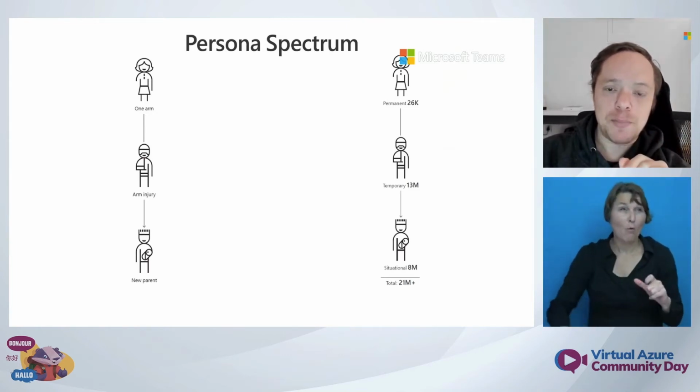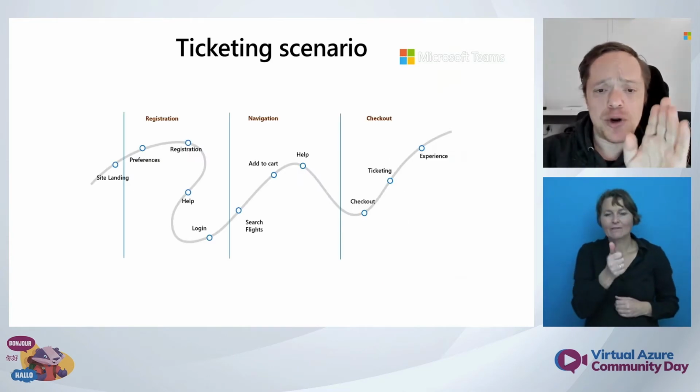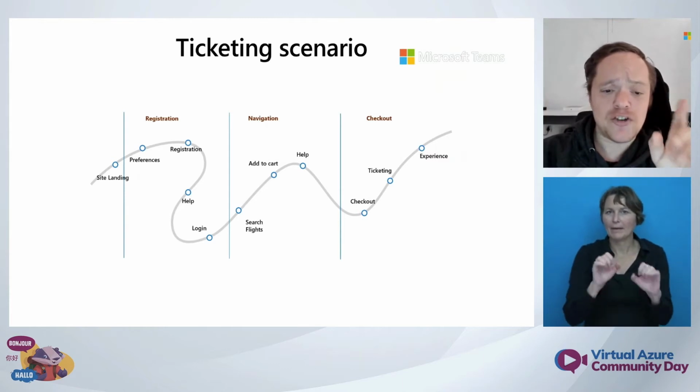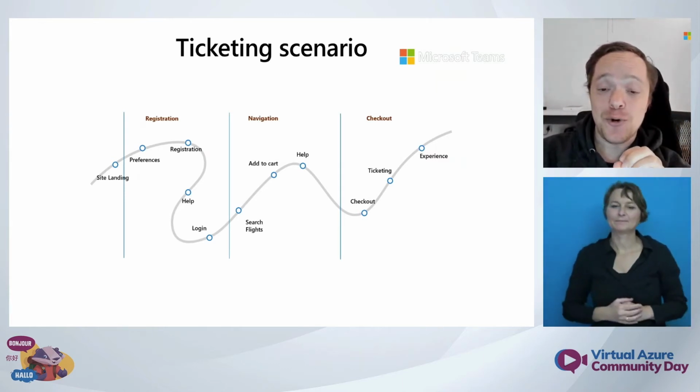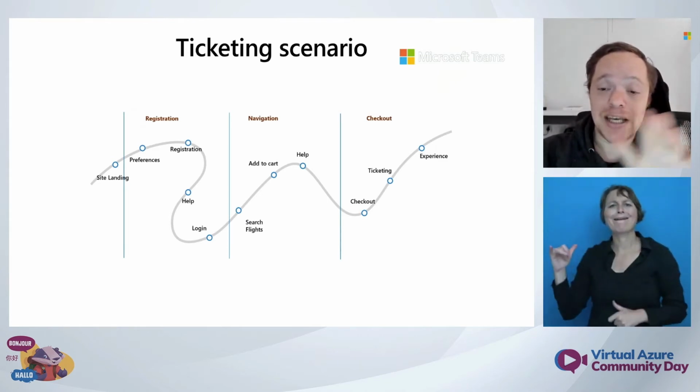Let's look at how you apply that persona spectrum onto your website and your application. So I've got a ticketing scenario. We've got registration, navigation, and checkout. You can see there is site landing, preference, registration, help, login. And this is a flight search. I actually did this for one of the largest airlines, one of our customers. Add to cart, help, checkout, ticketing, and experience.